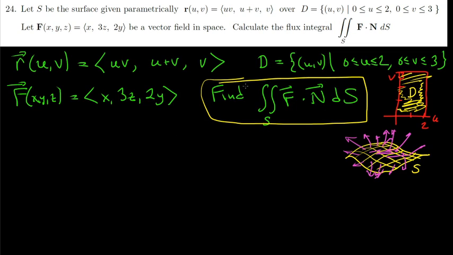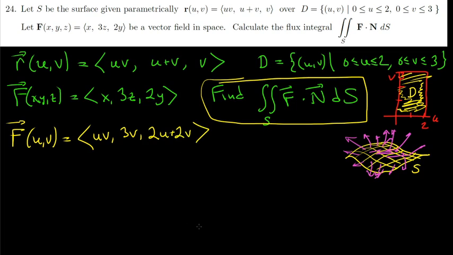So how do we evaluate this surface integral? We have F, but we're probably going to need F in terms of not x, y, and z, but in terms of u and v. So x is just u times v, 3 times z is just 3 times v, and 2 times y is 2 times (u plus v), or maybe better yet, 2u plus 2v.